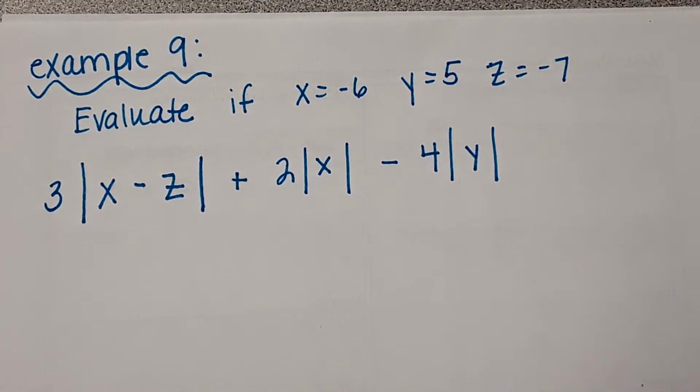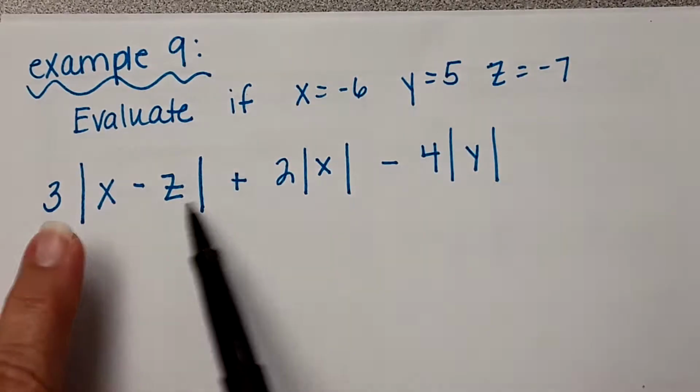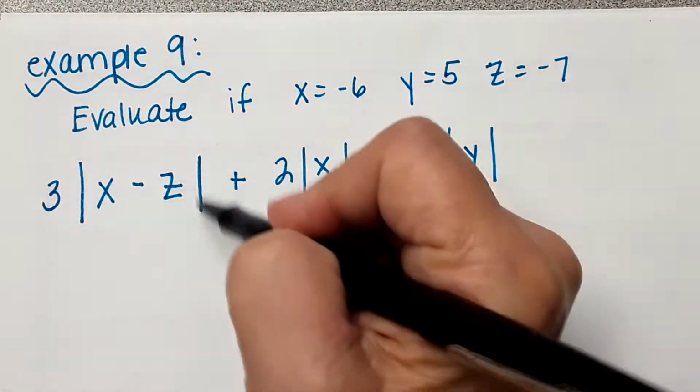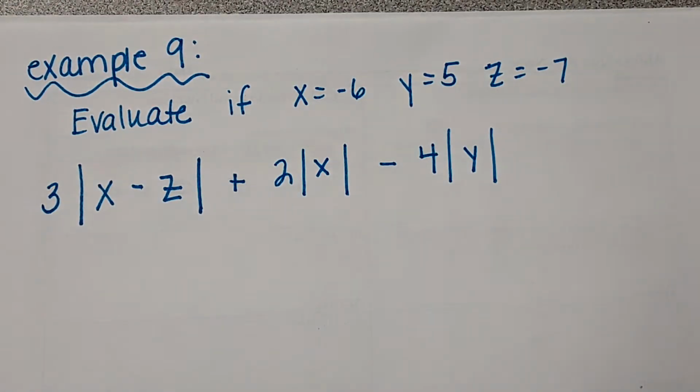Okay, so this is what we call an evaluation, because all we're going to do is take these numbers and plug them in for x, y, and z. These bars mean absolute value. Absolute value means the distance from 0. You guys, distance can't be negative. So when you take the absolute value of a number, it comes out positive.